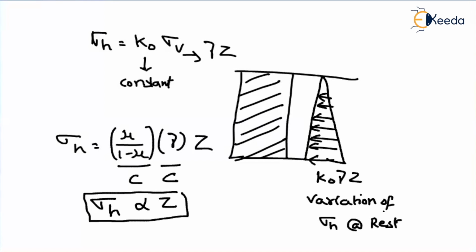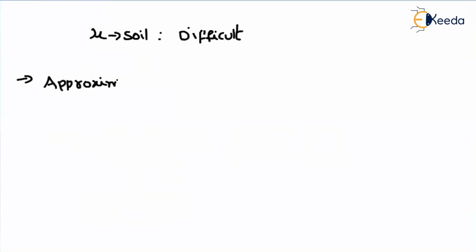But you know what is the problem we'll face here? Every time finding the mu value of a soil is a difficult task. Whatever the soil you consider, finding the Poisson's ratio value is very, very difficult. That's why we don't exactly use this equation, but we will use some approximate equations. So what are those approximate equations? We will express this constant in terms of angle of friction.